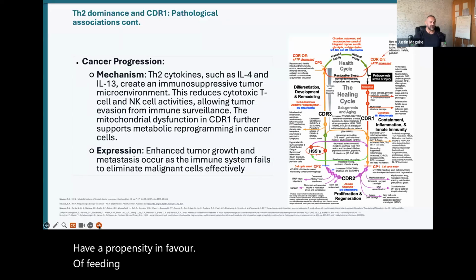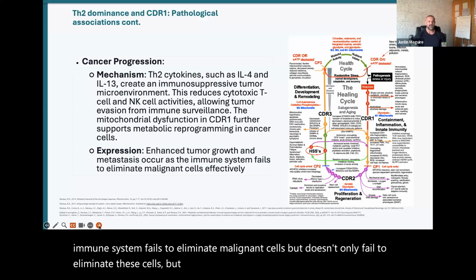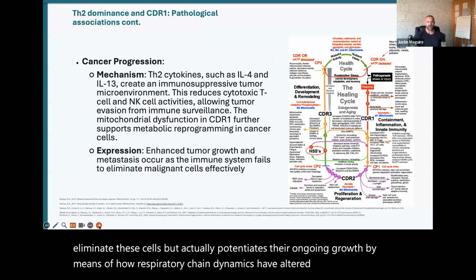And this enhances tumor growth and metastasis, as the immune system fails to eliminate malignant cells, but doesn't only fail to eliminate these cells, it actually potentiates their ongoing growth by means of how respiratory chain dynamics have altered, providing more readily available glucose stores.